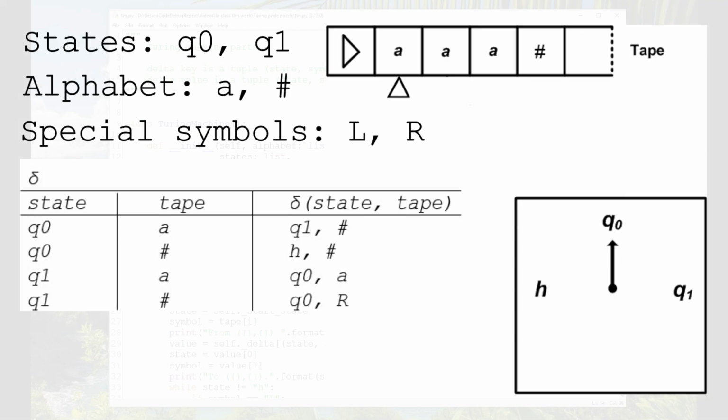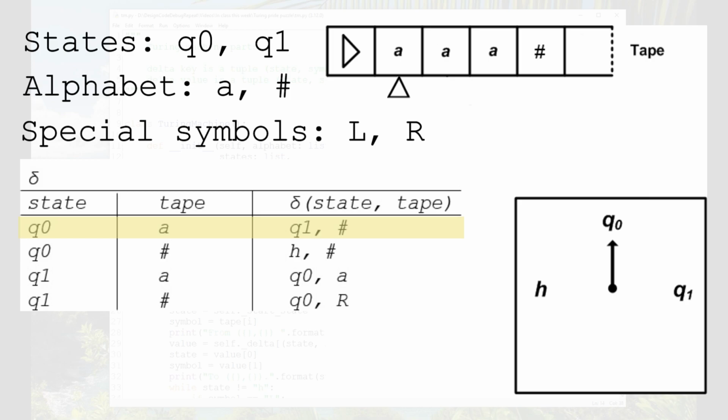For this example, the machine has two states, Q0 and Q1. Its alphabet consists simply of the letter A and the blank symbol $, and its start state is Q0. Its delta table is as follows. Now, because there are two states and two symbols in the alphabet, there are 4 combinations of inputs for which the function must be defined.